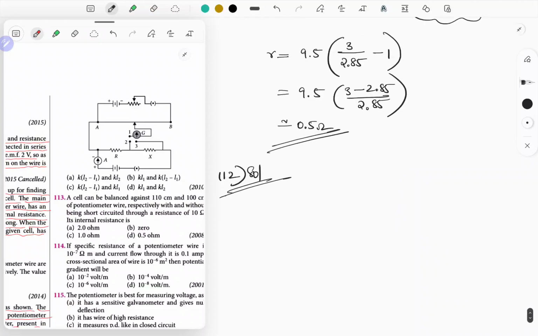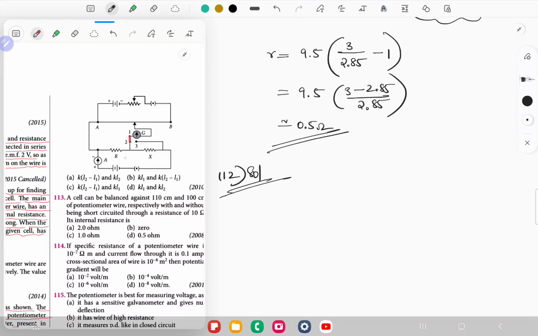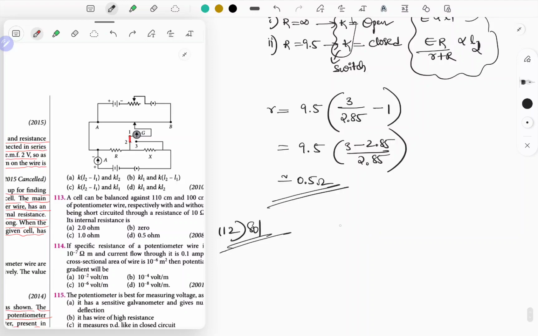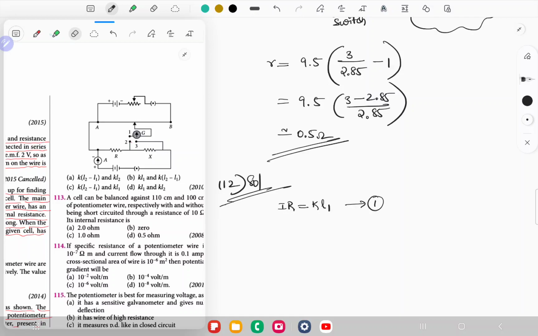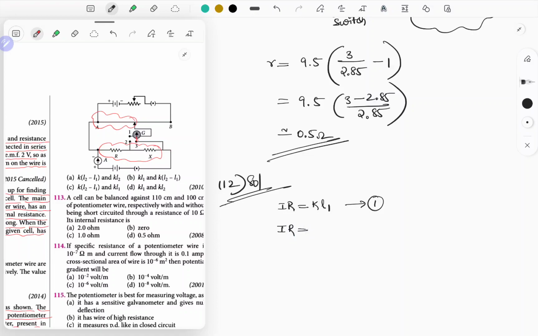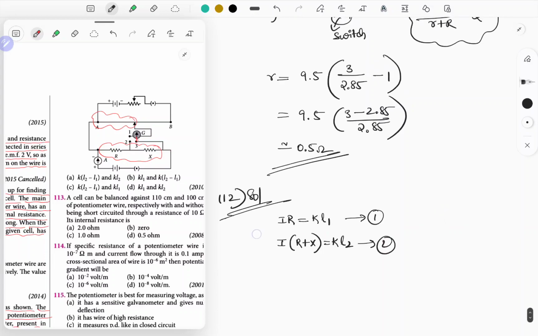Okay, so when they are connecting 2 and 1, then voltage across this resistor is the same as voltage across these 2 points. Let's say current flowing through the circuit is 1 ampere, right? So voltage across the resistor, that is I into R, is equal to K times of L1. Balancing point is L1. Let's say this is case 1. Second case, they are connecting point 3 and 1. That means voltage across these two is going to be I into (R plus X), which is equal to K times of L2. This is equation 2. So if you solve these two equations, you are going to get the answer here.